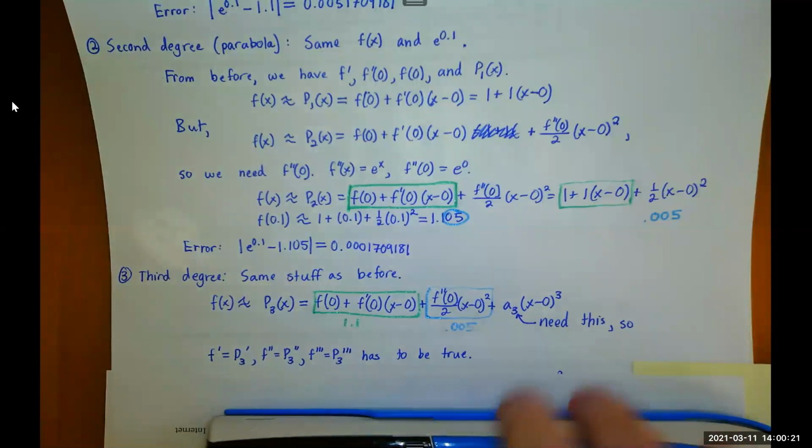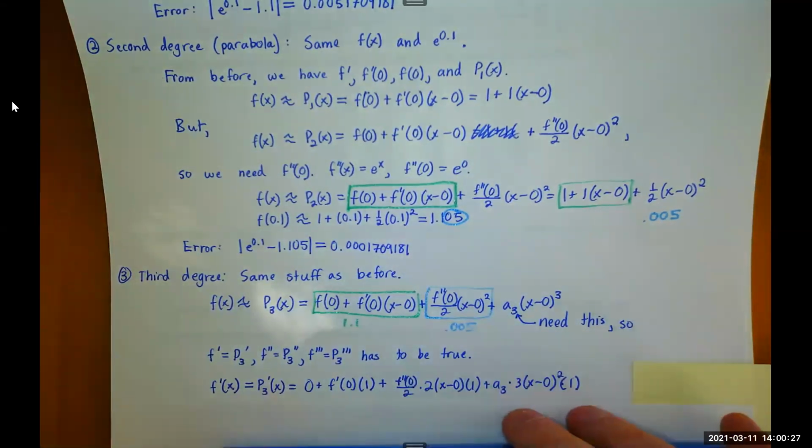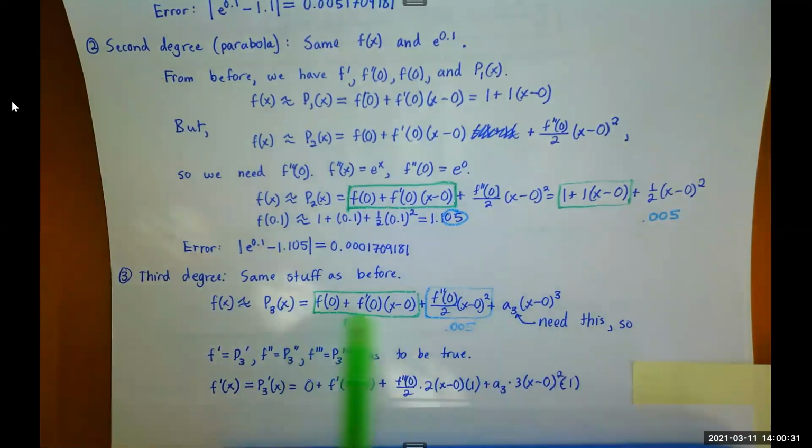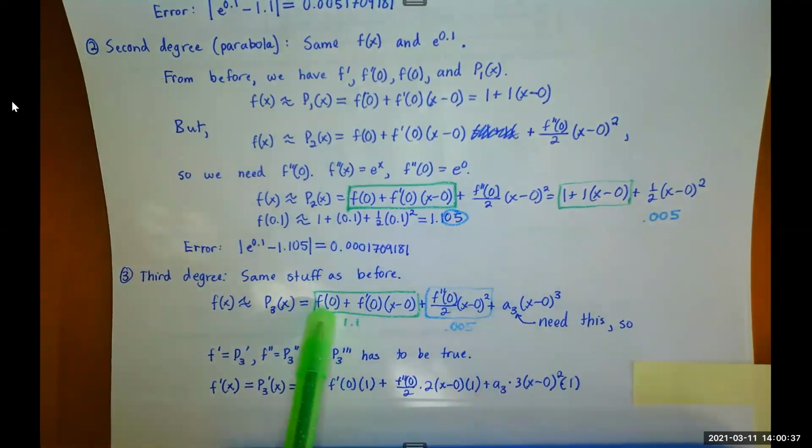Okay, so let's look at what p sub 3 prime is. P sub 3 prime means I'm going to take a look at this statement here and literally take the derivative of each term. So f of 0 is a constant. Derivative of a constant is 0.